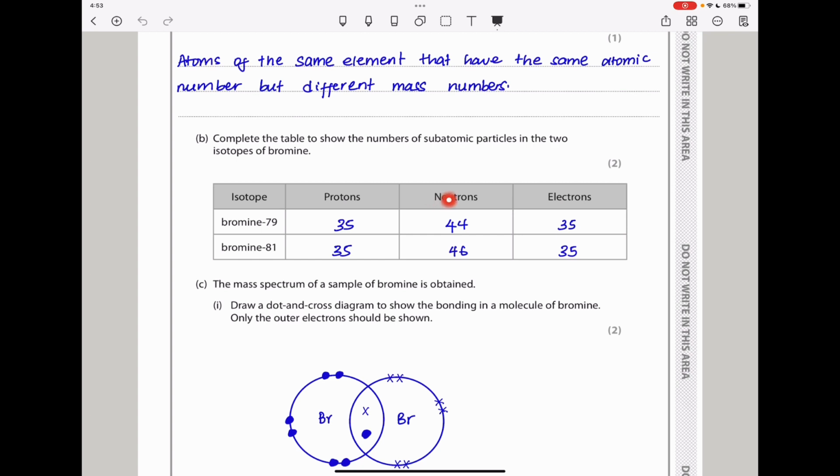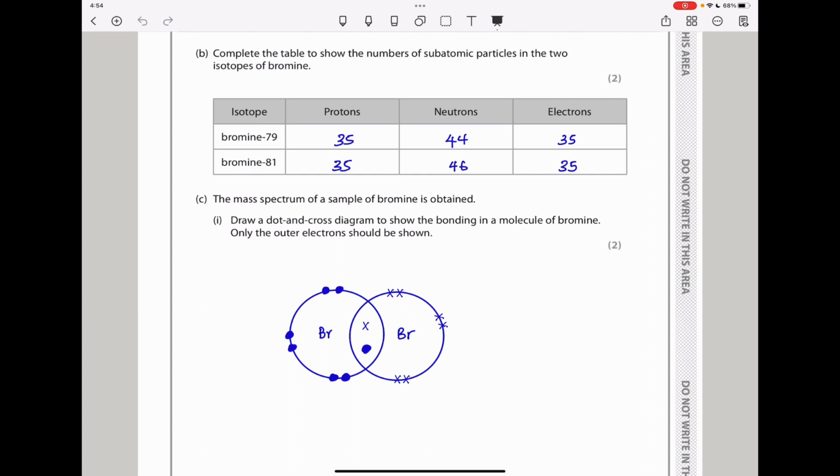Now, for the number of neutrons, it is going to be the mass number minus the number of protons. So the difference here is going to be 44, and the difference for the other one is going to be 46. For the number of electrons, since they are both atoms, the number of protons and the number of electrons has to be the same. If they were ions, then the number of protons and electrons would be different. So in this case, they're all atoms, so protons and electrons are the same.